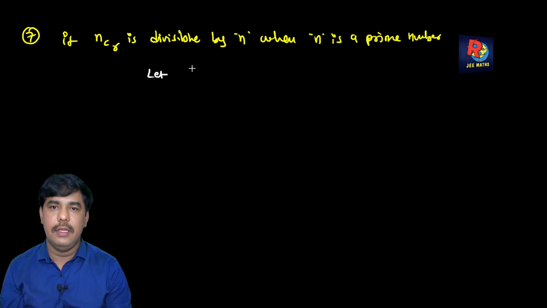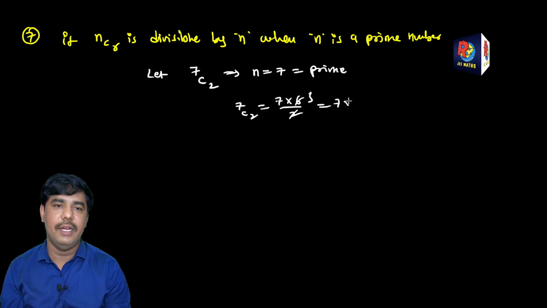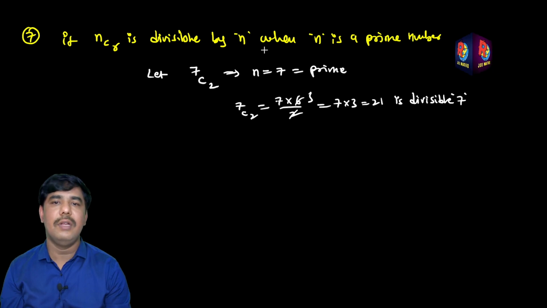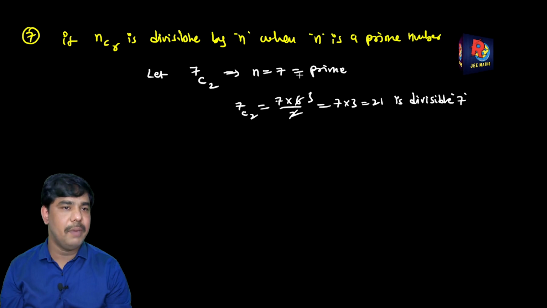Let us take 7C2. Here n equals 7, which means a prime number. What is 7C2? 7C2 equals 7 into 6 by 2, so it will be 3. That equals 7 into 3. No need to multiply; it is obviously 21, which is divisible by 7. That is why, with n equal to 7, NCR is divisible by n when n is a prime number.